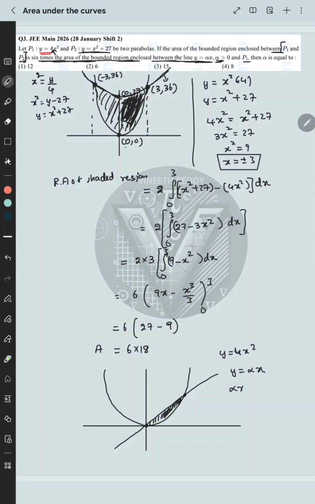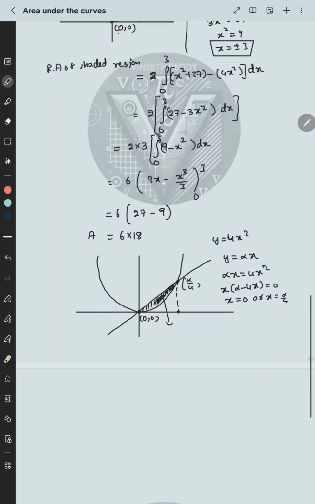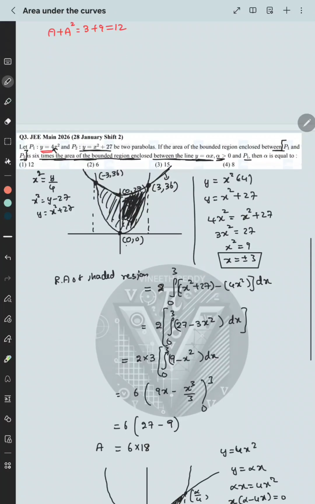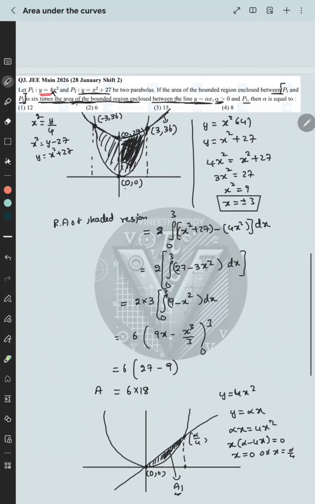अच्छा, दोनों को इक्वेट करेंगे. Alpha x is equals to 4x square. If I bring 4x square to the left hand side and if I take x common, we'll be getting this: x into alpha minus 4x. Either x equals to 0 or x equals to alpha by 4. मतलब ये दोनों इंटरसेक्ट करेंगे x equals to 0 पे and x equals to alpha by 4 पे। अच्छा, ये वाला जो पॉइंट है वो alpha by 4 कॉमा समथिंग है। ठीक है, तो ये जो एरिया है इसको हम A1 बोलेंगे। वो क्या बोल रहा है? वो बोल रहा है कि एरिया ऑफ द बाउंडेड रीजन एनक्लोज्ड बिटवीन P1 एंड P2 दैट इज A इज 6 टाइम्स A2। A इज 6 टाइम्स A1 इसके हिसाब से, राइट?